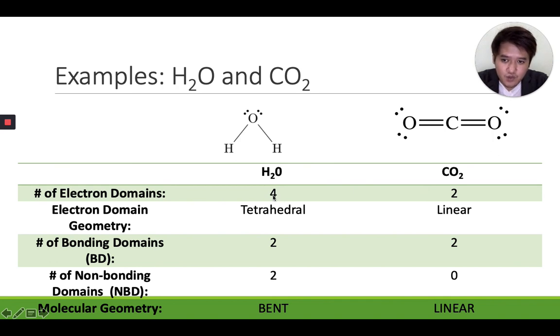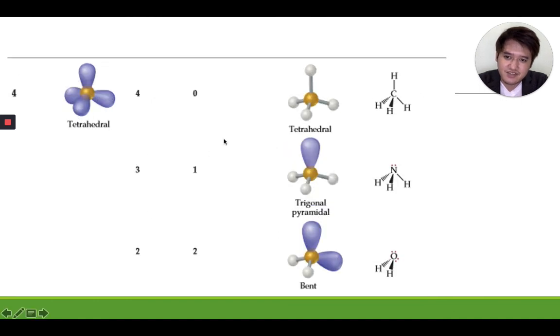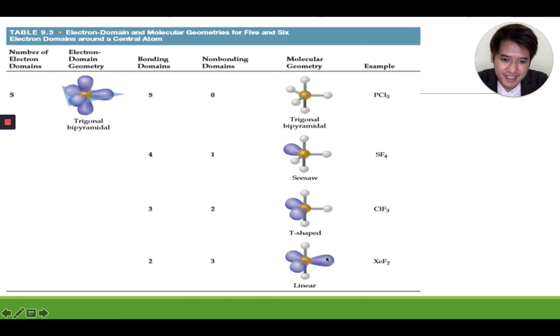Now, if you have four electron domains, then our EDG is tetrahedral, as found on the table. Tetrahedral is like the shape of a steering wheel. However, we notice that there are only two bonding domains present and there are two non-bonding domains. Therefore, our molecular geometry is bent. So for tetrahedral, if you have this combination, two bonding domains and two non-bonding domains, you have a bent molecular shape.